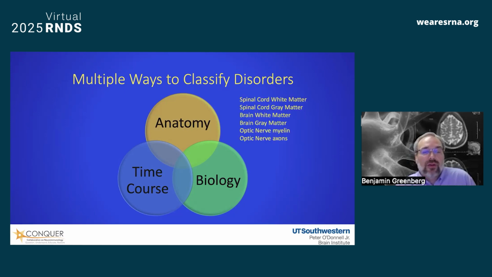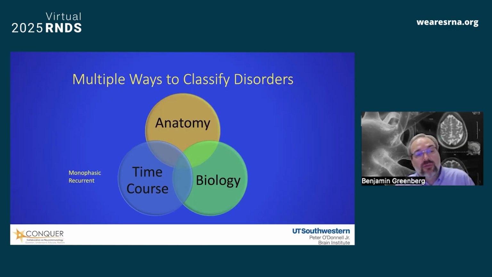So let's talk about the different parts: the spinal cord white matter, the spinal cord gray matter, the white matter of the brain, the gray matter of the brain. And then within the optic nerve, I've artificially separated it between the myelin sheath, which forms the white matter, and the axons which it surrounds. That's a little bit of an artificial separation. Any inflammation that affects the optic nerve in general affects both the myelin and the axons, but possibly to different degrees, depending on which disorder we're talking about.